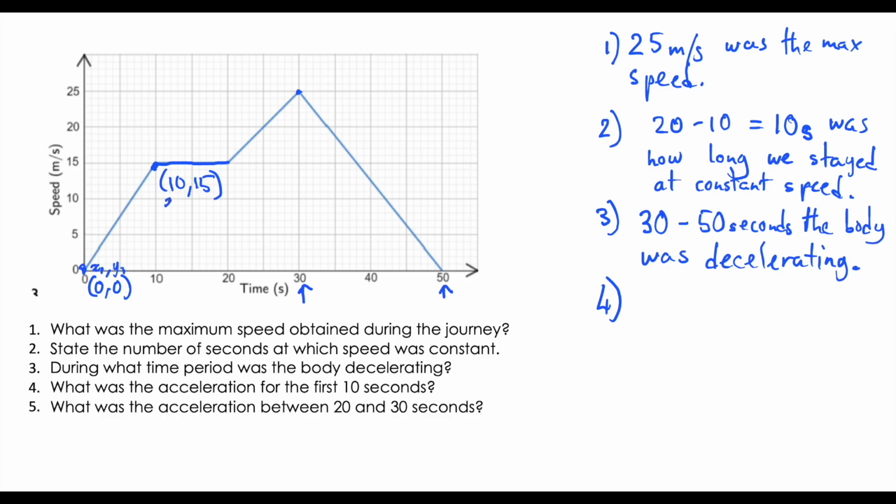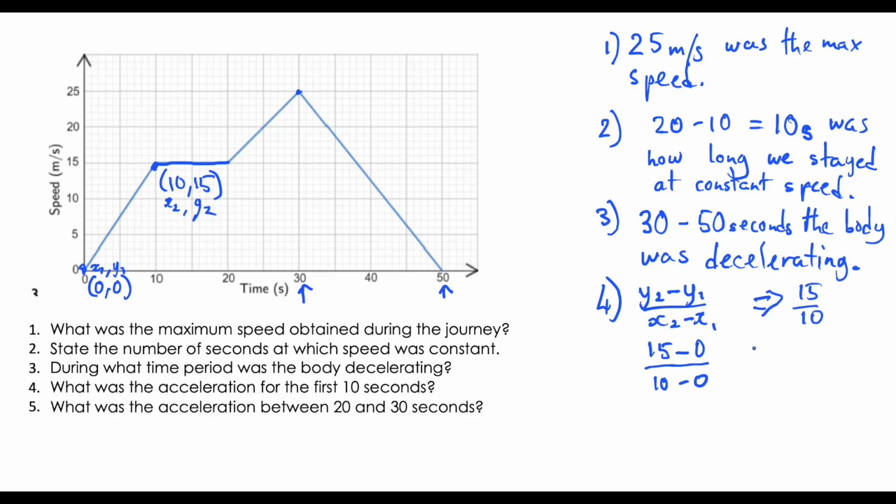This here is going to be x2 and here is going to be y2. Now why did I say that? Because we know that a gradient is a change in y, so y2 take away y1 over x2 take away x1. So in this instance, y2 is 15, so we say 15 take away y1, which is 0, over 10, which is x2, take away 0.